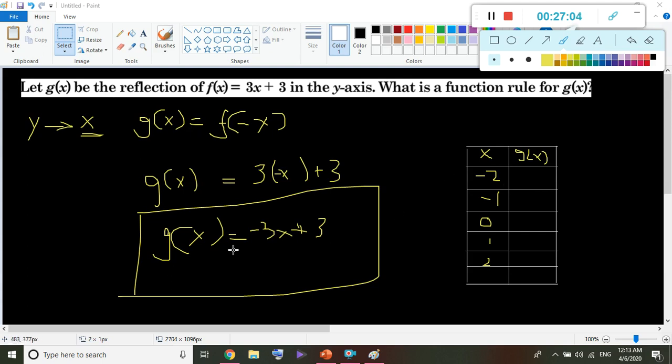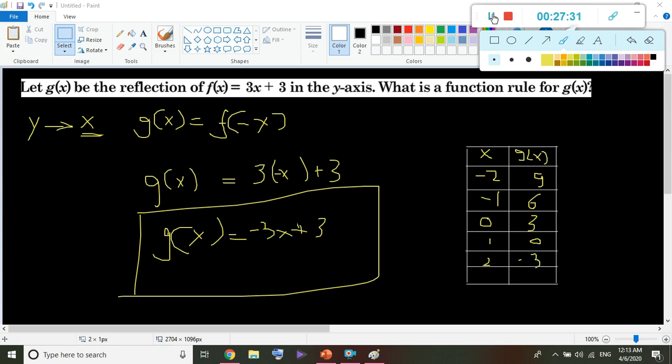If we substitute negative 2, it's going to be negative 3 times negative 2, which is 6, plus 3, which is 9. Then negative 1 times negative 3 is 3, 3 plus 3 is 6. 0 would give me 3. 1 would give me negative 3 plus 3, which is 0. And then negative 3 times 2, which is negative 6, plus 3, which is negative 3.